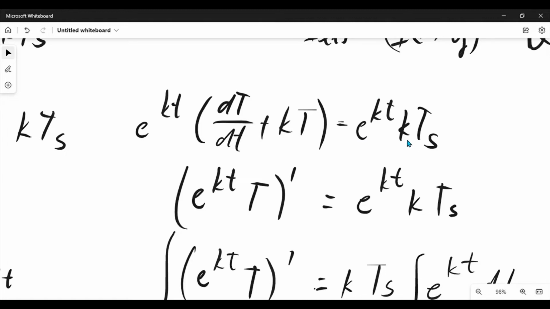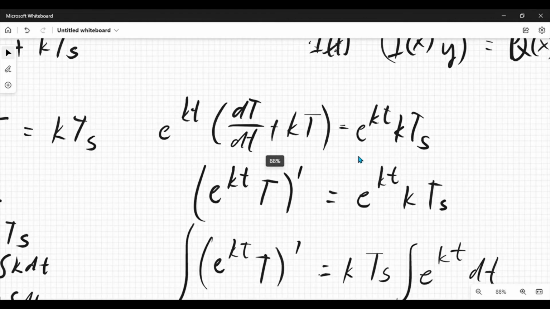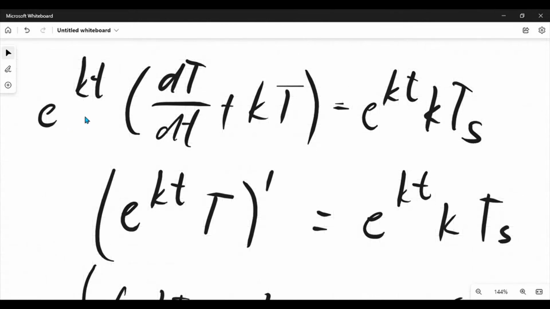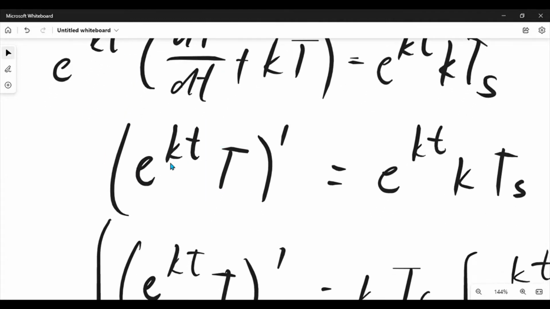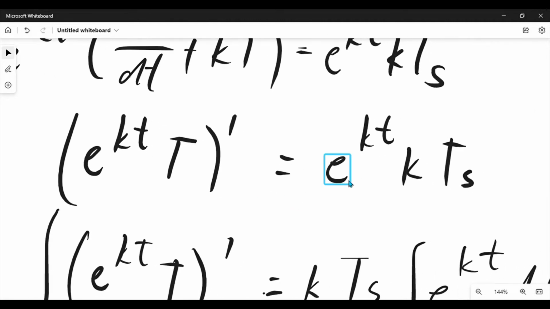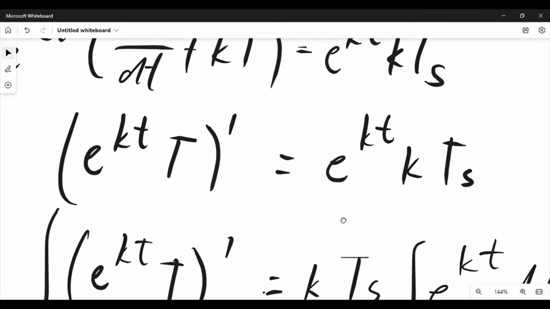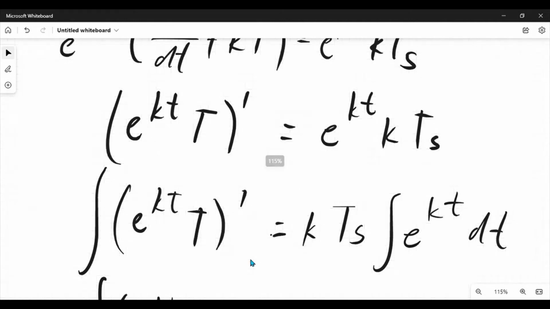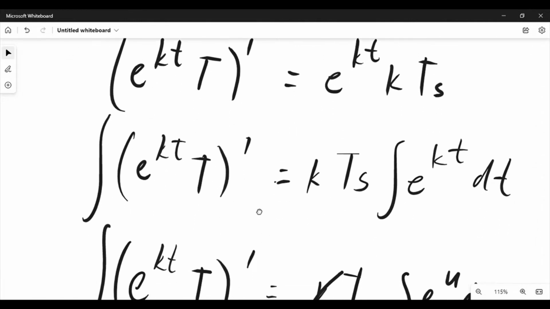that's k T sub s. Okay, and here, if we distribute your integrating factor to the terms inside this parenthesis, this can be expressed as the derivative of the product of the integrating factor e raised to kt times the temperature T. Okay, and that's equal to e raised to kt times k times T sub s, the temperature of the surroundings. Then after that, we can take the integral of both sides. And notice here that your k T sub s is constant.